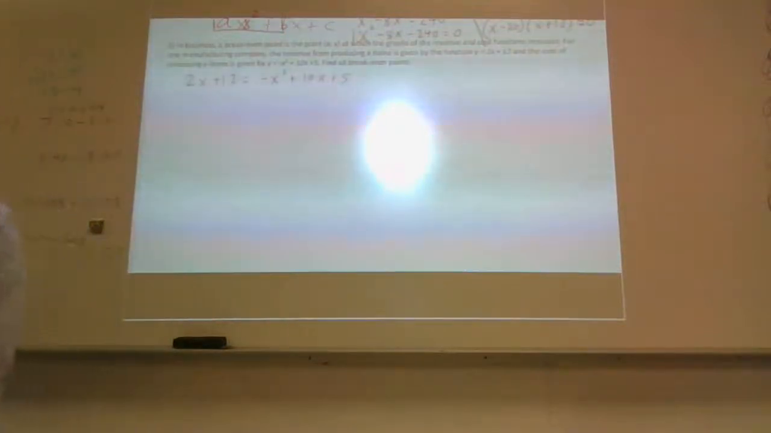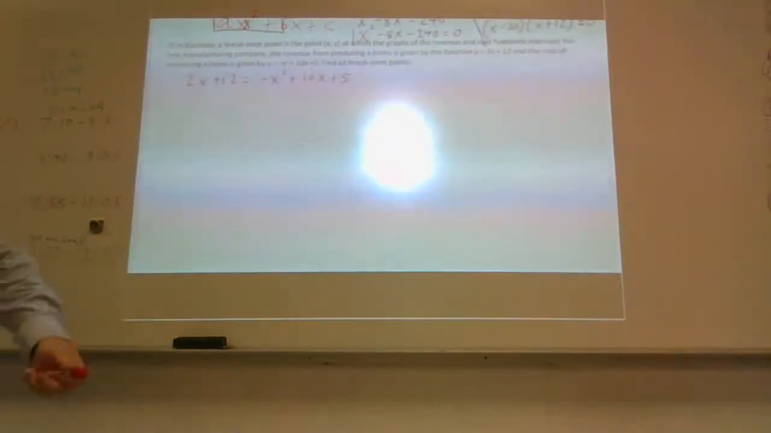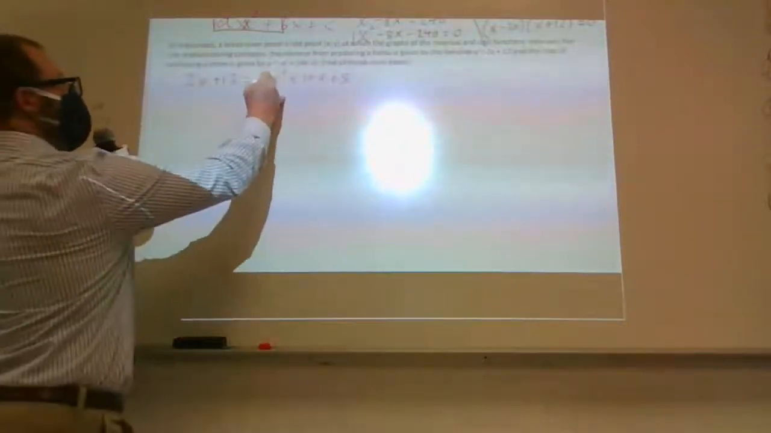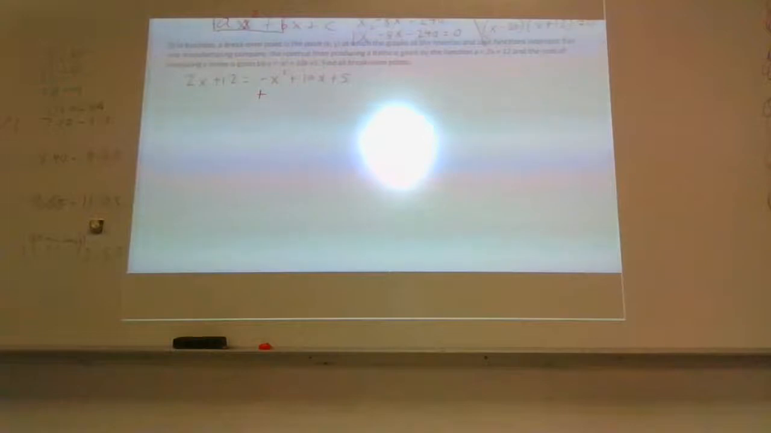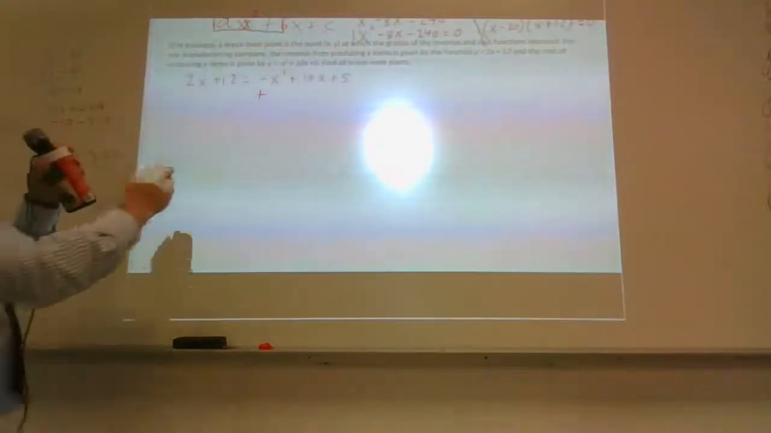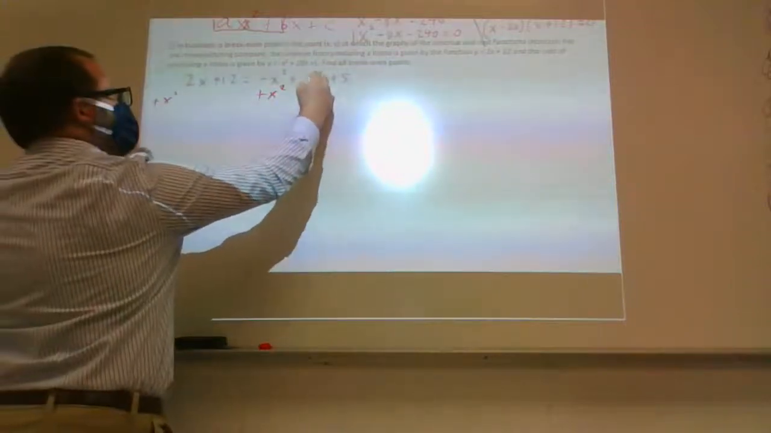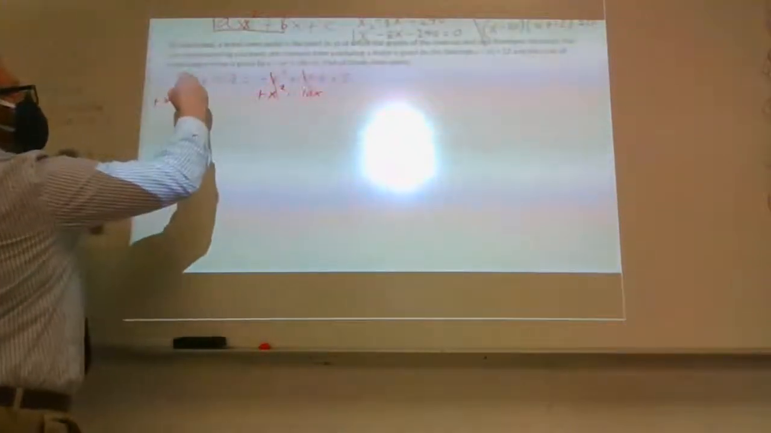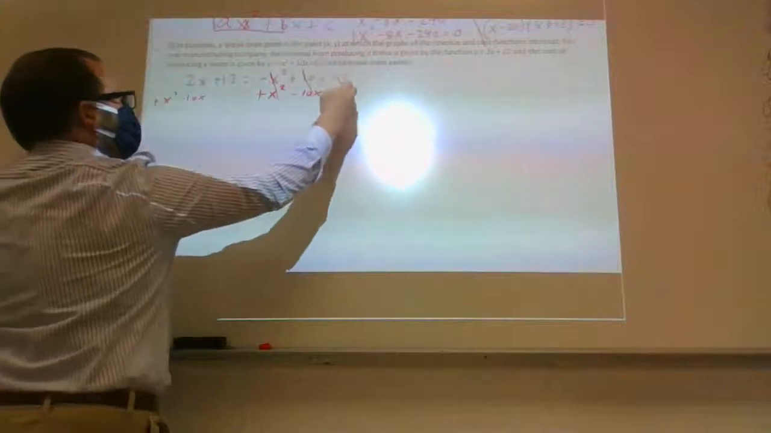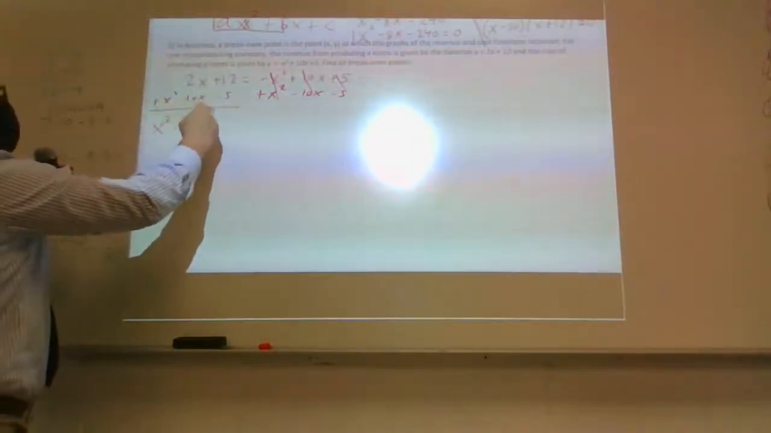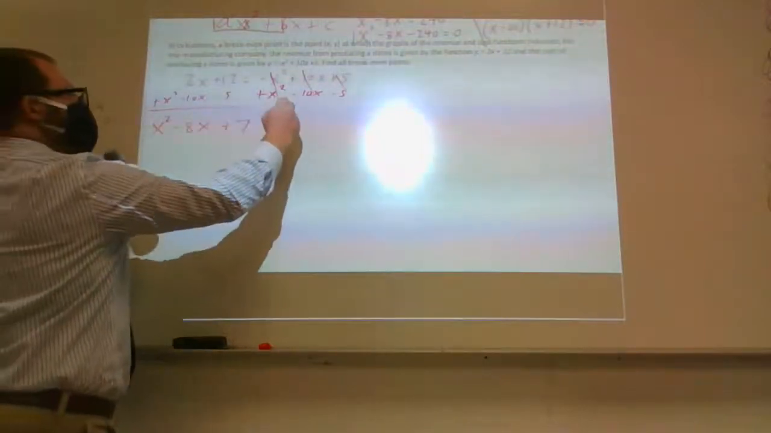Well, I gave you the suggestion. Remember, we got to get one side to 0. Just see what happens if I get one side equal to 0. By the way, everything I'm writing right now, I'm going to erase, just because I'm writing this in marker. I'm going to add x squared over here. I'm going to subtract 10x from right here. I'm going to subtract 5 from over here. That's going to give me x squared minus 8x plus 7 equals 0.